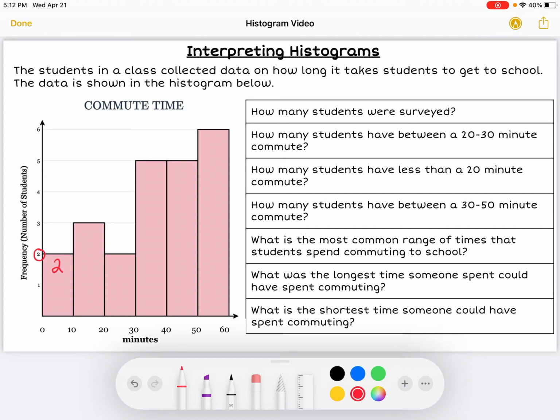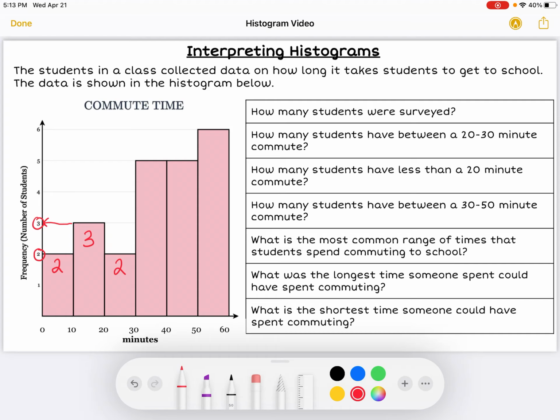The next bar is from 10 to 20 minutes. I'm going to look at the height of that bar and then go to the left to see how many students it's representing. And I see it has a height of 3. So that means it's representing 3 students that have a commute time from 10 to 20 minutes. The next bar is from 20 to 30 minutes, and it actually has the same height as the first bar we looked at. So that means there's also 2 students that have a commute from 20 to 30 minutes.